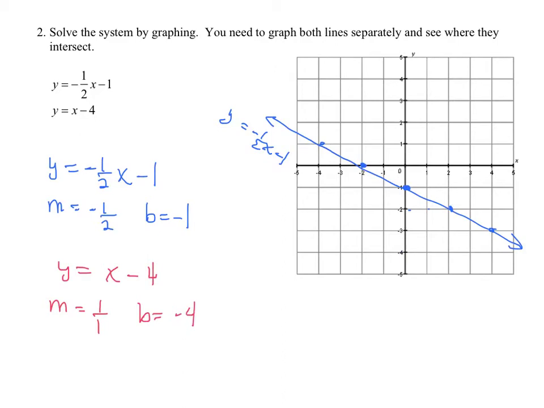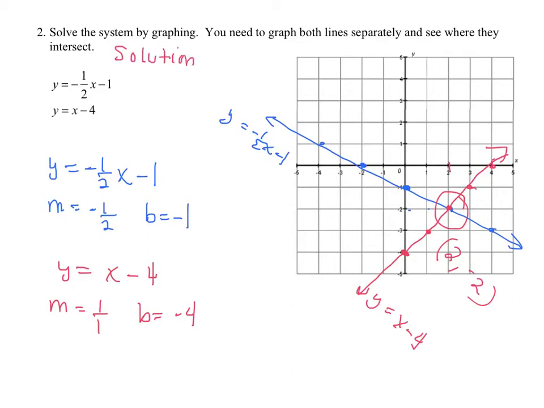So we start at -4 and we go up 1, right 1, up 1, right 1, up 1, right 1, up 1, right 1. Now we'll just draw a line through these points and label the line. Y is equal to x take away 4. And you can see that we actually intersect at the point where x is equal to 2 and y is equal to -2. So we say that the solution to this system is the point 2, -2.